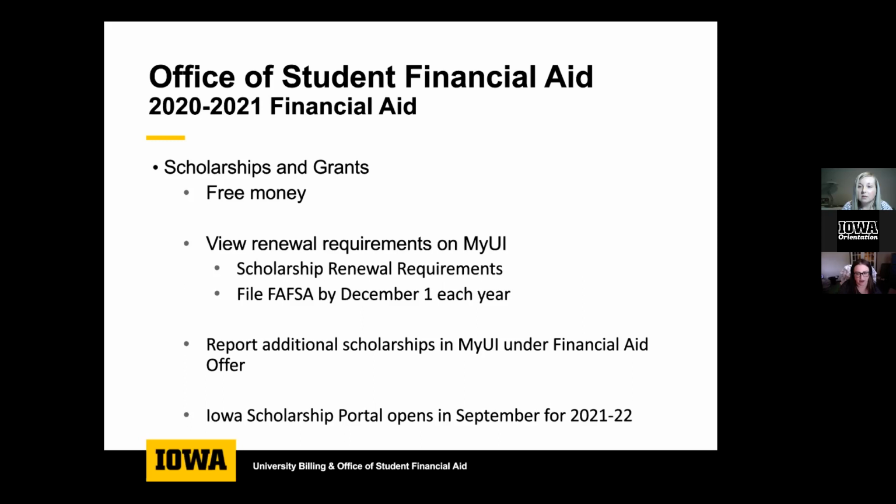Some scholarships and grants awarded through the university do require a FAFSA be on file by the priority filing date, which for UI is December 1st. So it is important to file your FAFSA early each year.